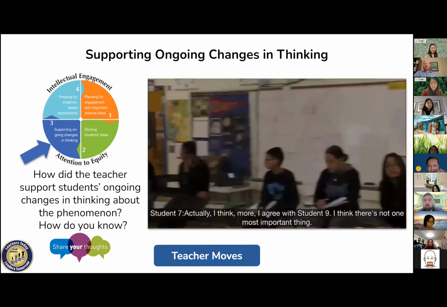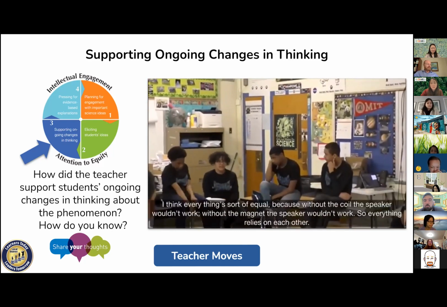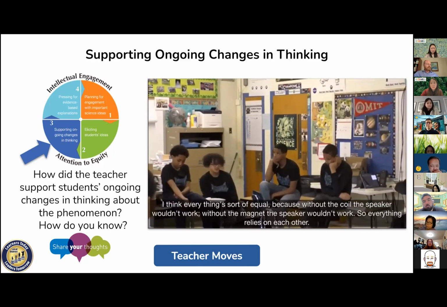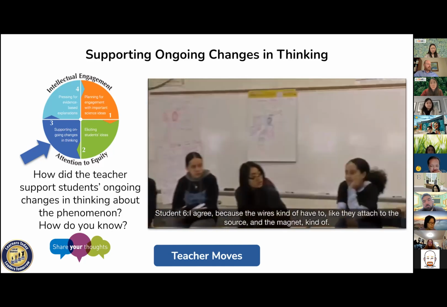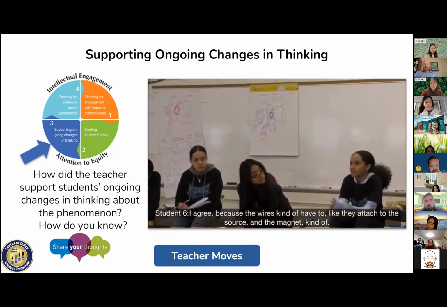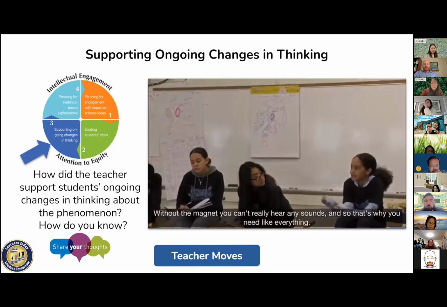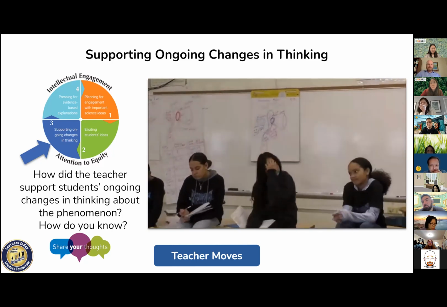Actually, I think I agree more with Markel. I think there's not one most important thing. I think everything's sort of equal because without the coil, the speaker wouldn't work. And without the magnet, the speaker wouldn't work. So everything relies on each other. I agree because the wires have to attach to the source, and without the magnet you can't really hear any sounds, and so that's why you need everything.